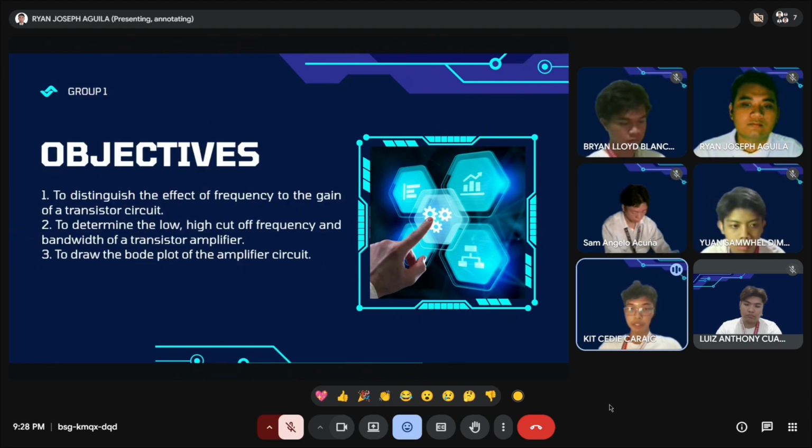So for the objectives, we are going to distinguish the effect of frequency on the gain of a transistor circuit. The second is to determine the low and high cutoff frequencies and bandwidths of a transistor amplifier. And the third one is to draw the Bode plot of the amplifier circuit. Next slide, please.